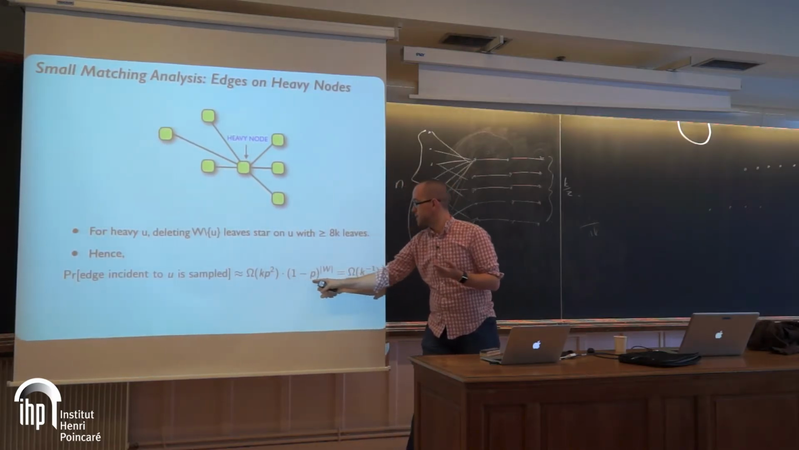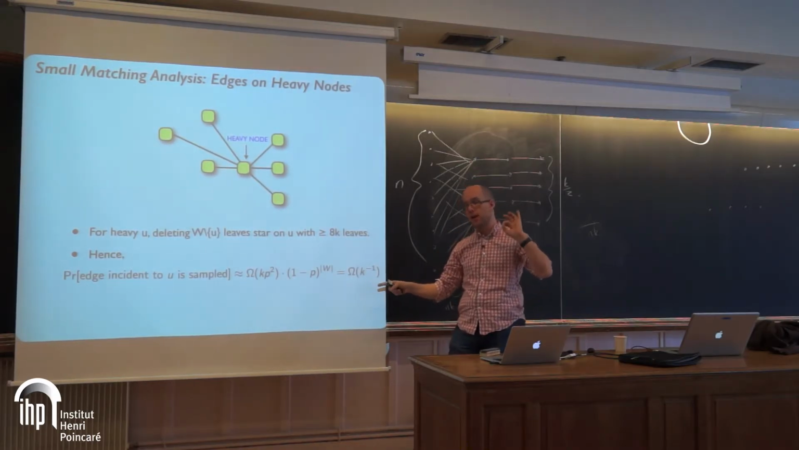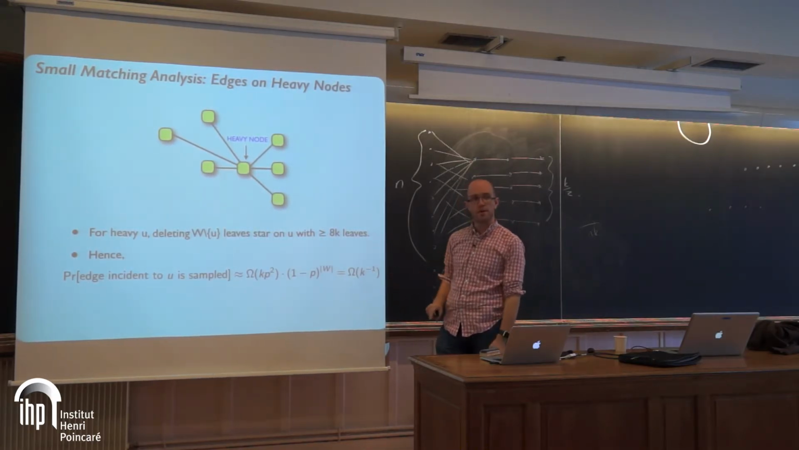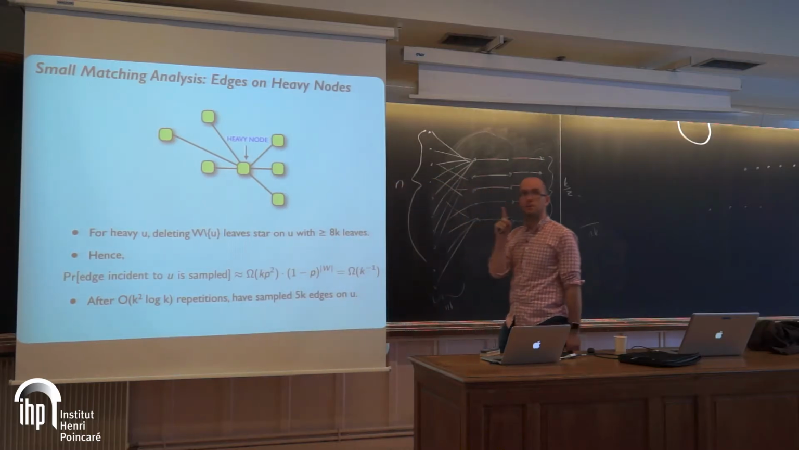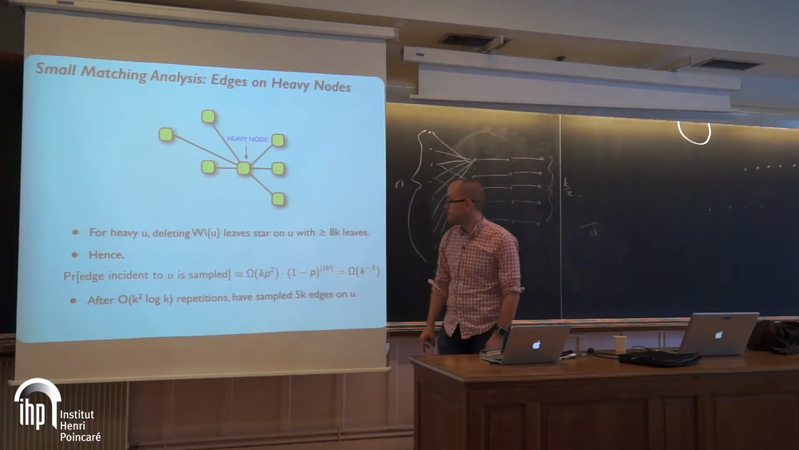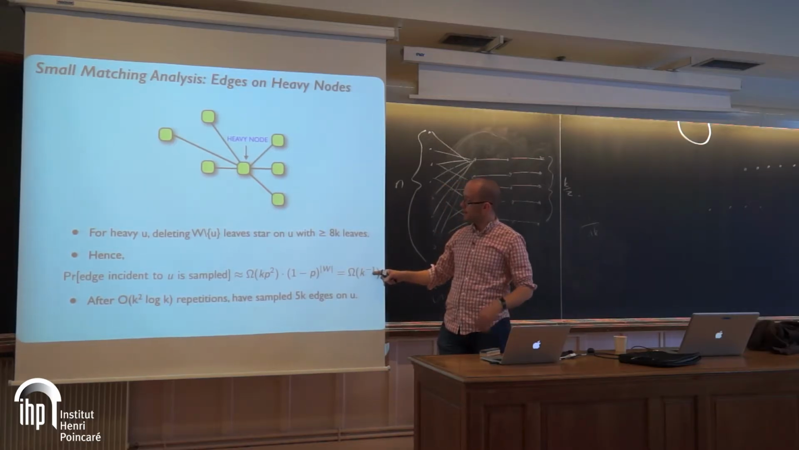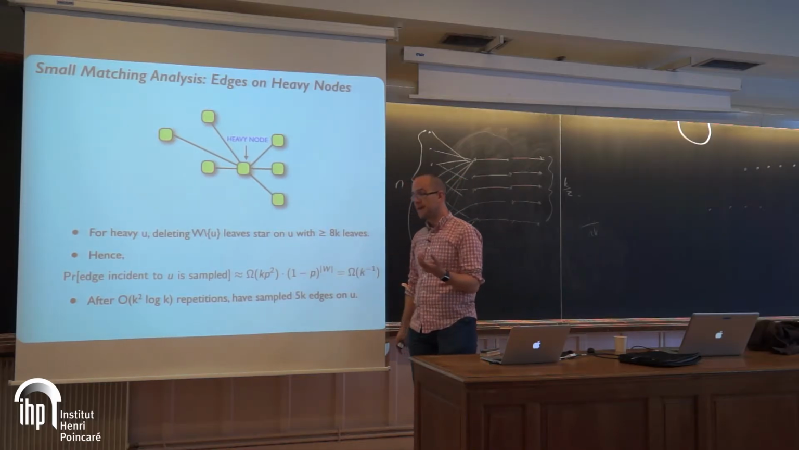In particular here, there are at least k edges. Each edge is picked with p squared. So the probability that I pick one of these incident edges is roughly kp squared. P, remember, is 1 over k, so this is 1 over k. This is constant. So the probability that I get an edge incident to this particular heavy node u is Omega of 1 over k.